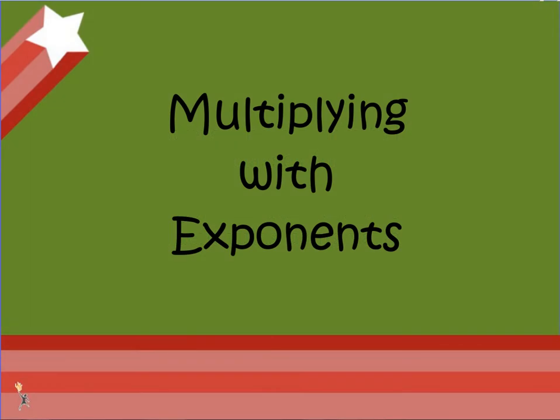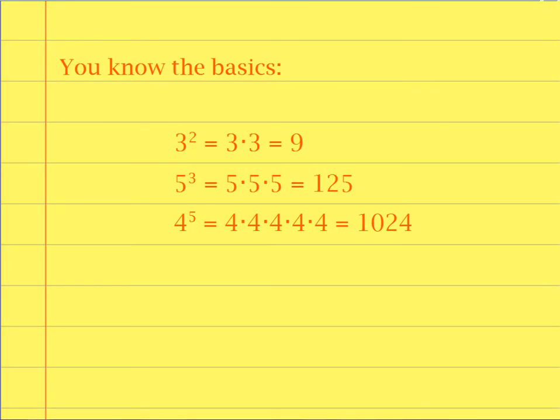Let's start with multiplying with exponents. You know the basics of exponents. 3 to the second power means I'm multiplying two 3's together. 5 to the third means I'm multiplying three 5's together, and so on. Just a quick review here.